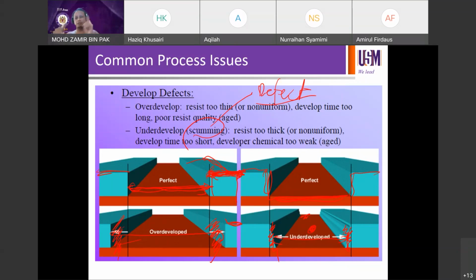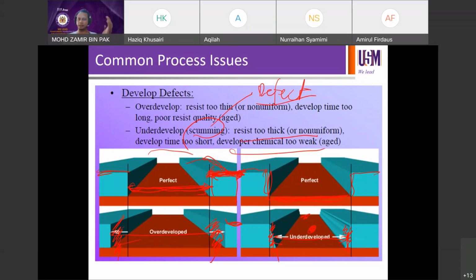Process sustaining, process improvement, troubleshooting. Bila you tengok job description process engineer, these are the things. You know, identify the root cause, kemudian yang mana satu root cause daripada 20 ni, what are the top 3, for example. You will learn this over time. So bila you sebut scumming, for example, underdeveloped, what are your potential root causes? Okay, so it could be resist too thick, or defect, or develop time too short, or developer chemical too weak due to aging, or resist expired.